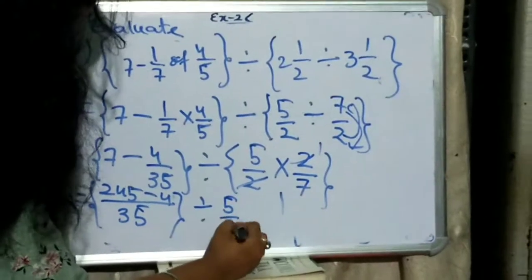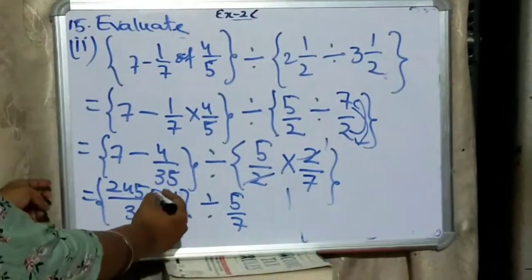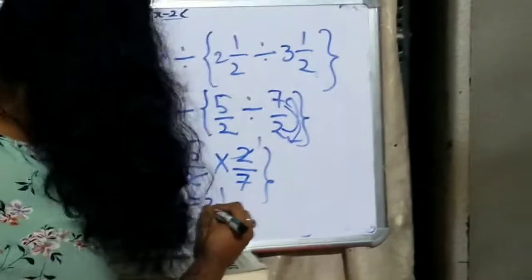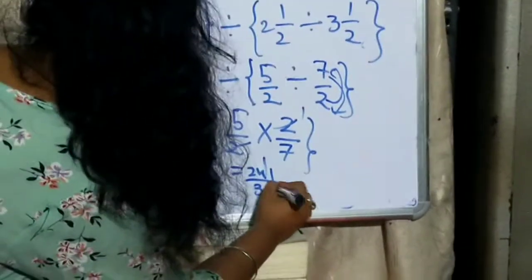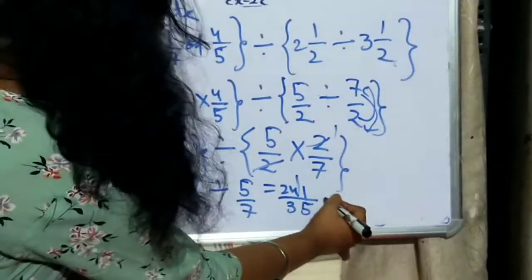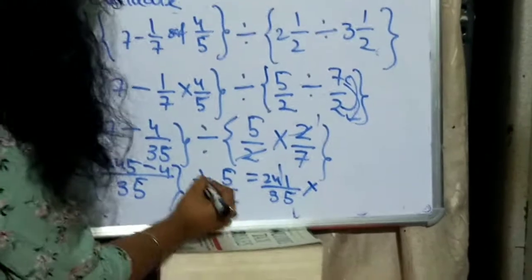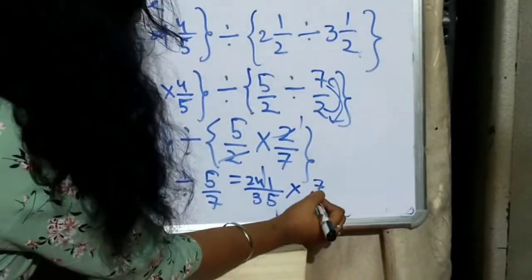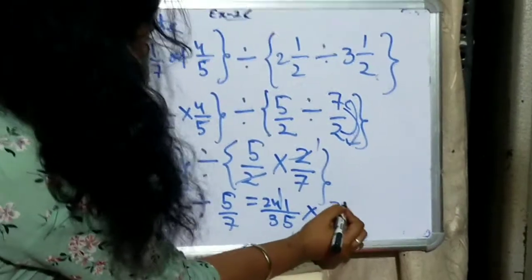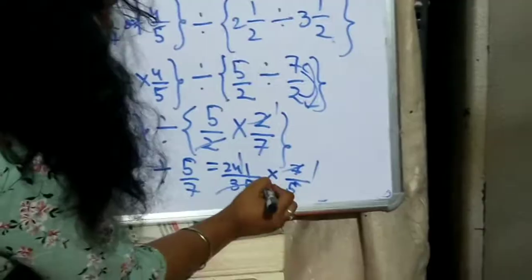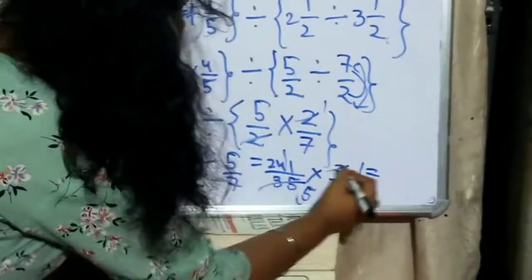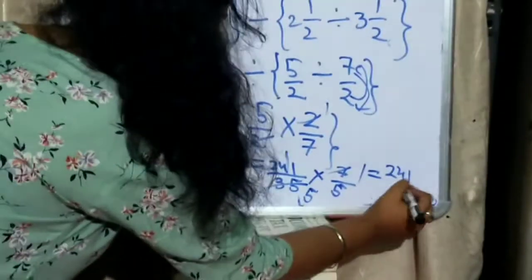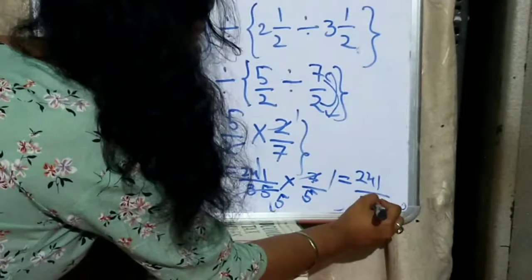5 by 7. 245 minus 4 is obviously 241 by 35. This division sign you convert into multiplication sign and 7 will go there and 5 will come here. Now 7 1s are 7, 7 5s are 35. Now your answer is what? 241 into 1 is 241 by 25.